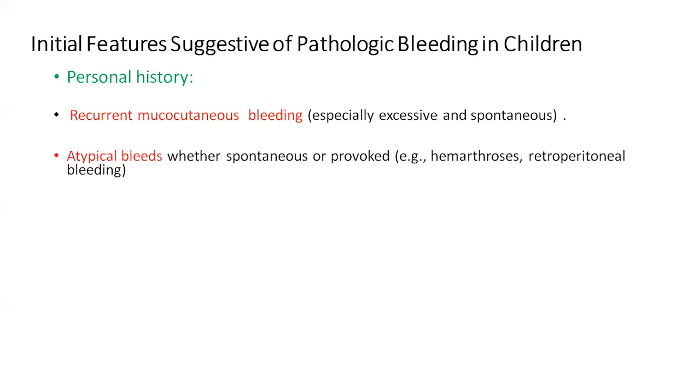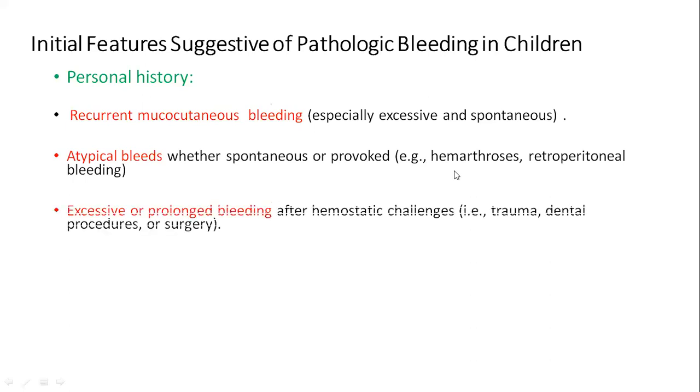Atypical bleeds, whether spontaneous or provoked, like hemarthrosis, are very unlikely. Even if there's trauma, you can have a muscle bleed, but having hemarthrosis is very unlikely. And retroperitoneal bleeding, where the trauma is going to hit the retroperitoneal organs, is very unlikely. So even with mild trauma or spontaneous bleeding in these kinds of regions, you need to suspect atypical bleeds.